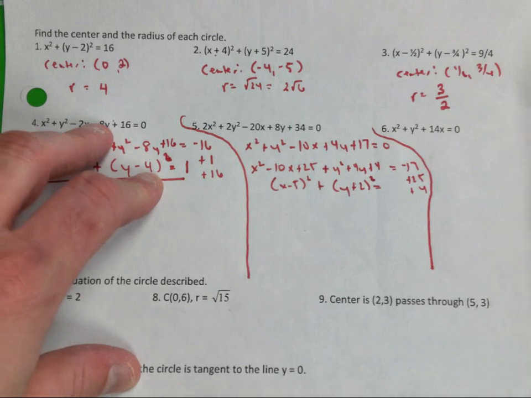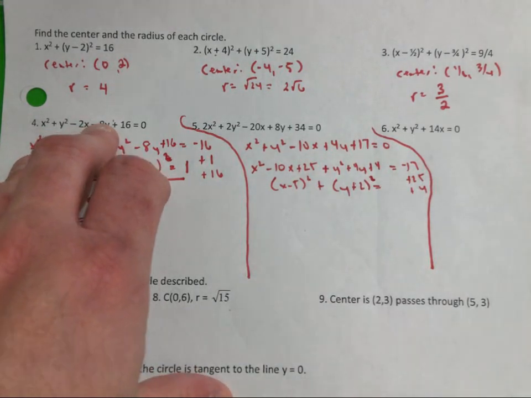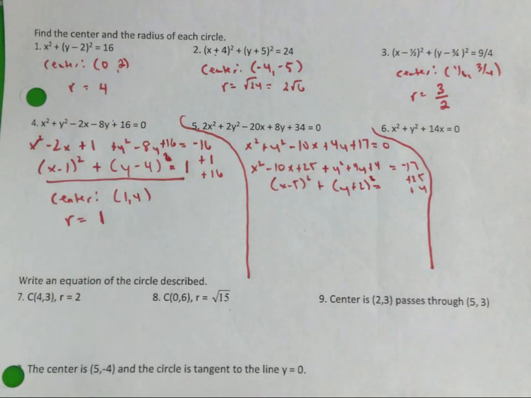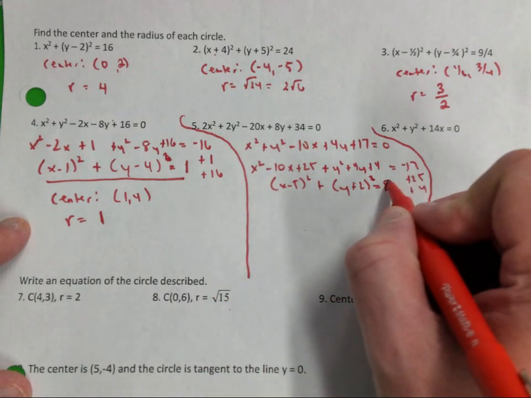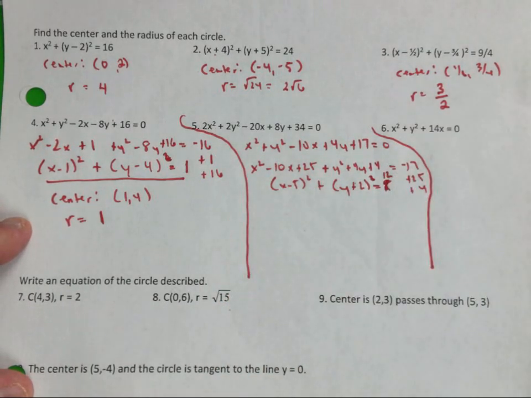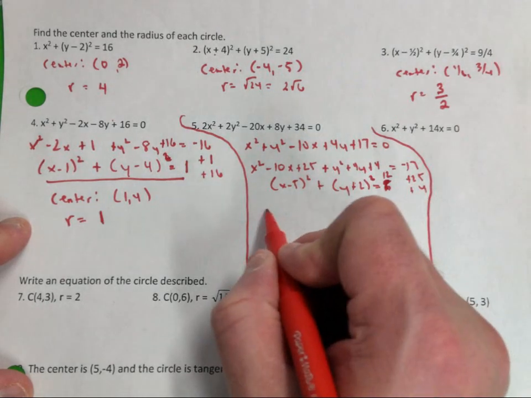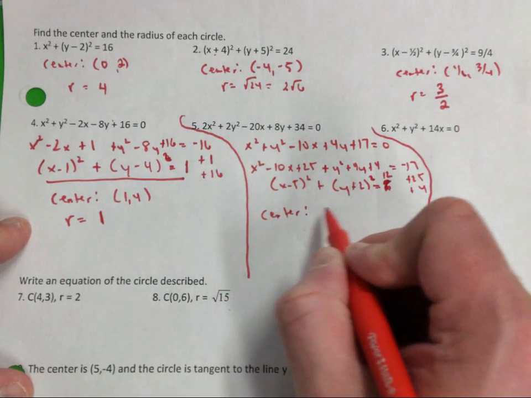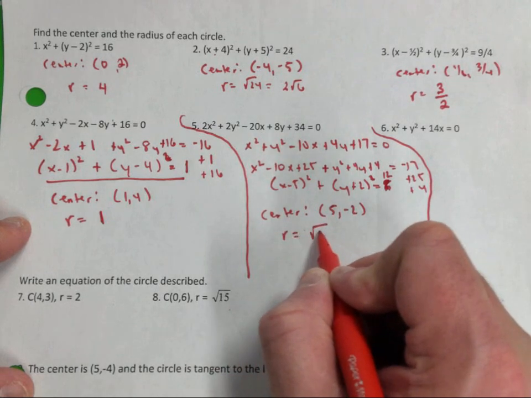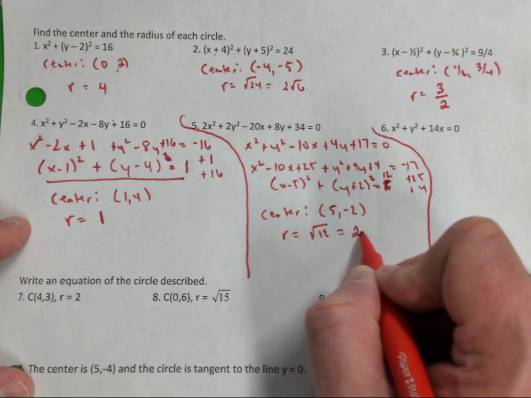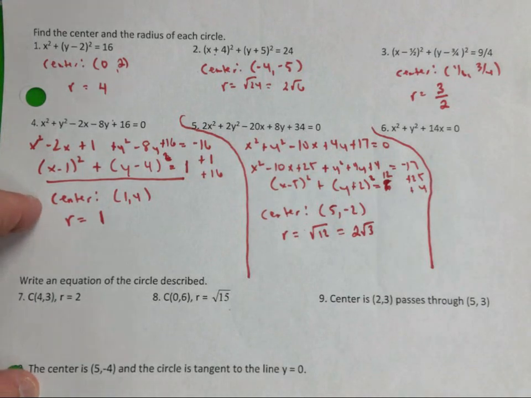Squared equals. Now I need y'all to put that in the calculator. Negative 17 plus 25 plus 4. 12. 12, okay? Alright, now what's our center of this circle? 5 and negative 2, and my radius is equal to square root of 12, which can be broken down to 2 square root of 3.